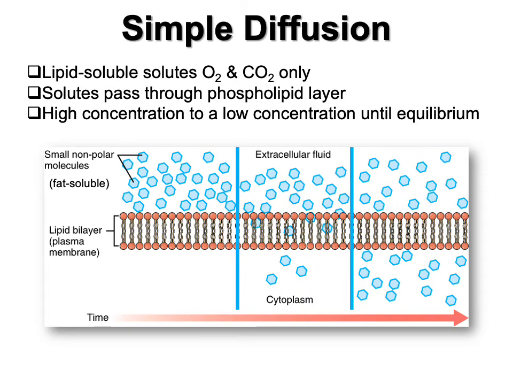Simple diffusion. Simple diffusion is pretty much limited to lipid-soluble solutes and really tiny molecules such as oxygen and carbon dioxide. Here again, I'm reminding you that the natural movement of molecules is always from a high area of concentration to a low area of concentration until equilibrium is reached across the membrane.